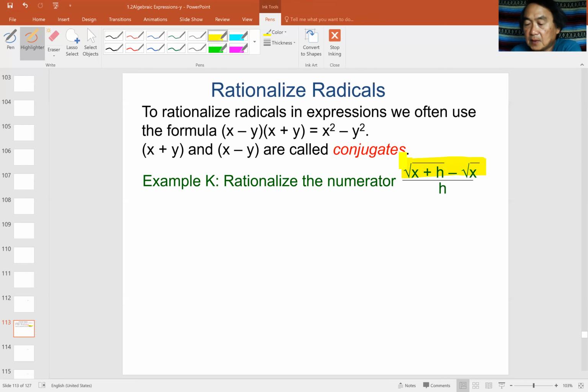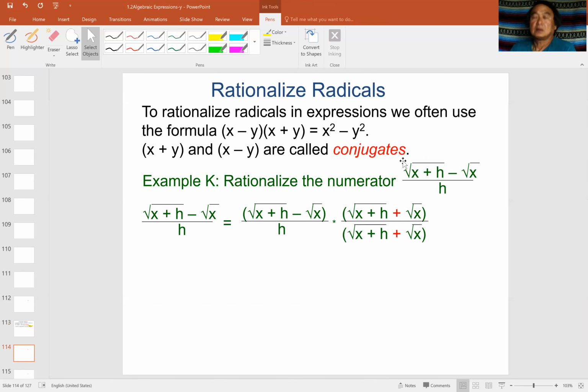What do you mean rationalize? It means remove the square root. The square root is not a rational number. It's not a fraction. A square root number is not a fraction. So change it into a regular expression without square root. We say, well, how do you do that? I mean, put the square root somewhere else, just not on the top. How do we do that?